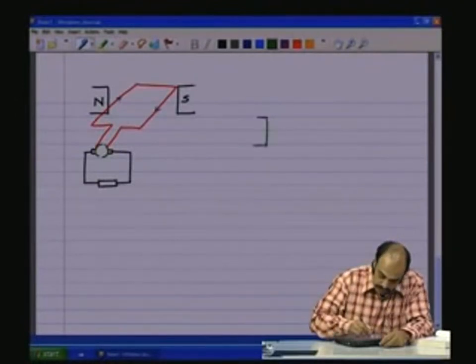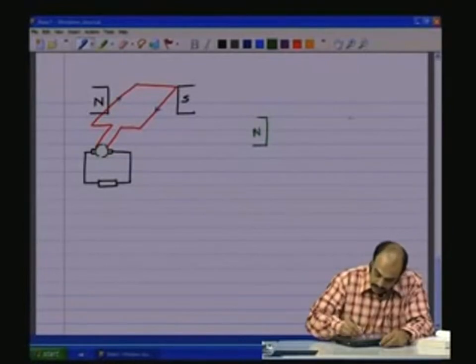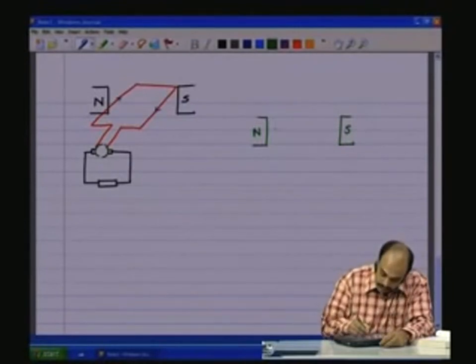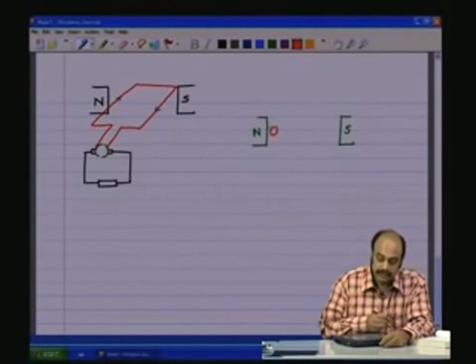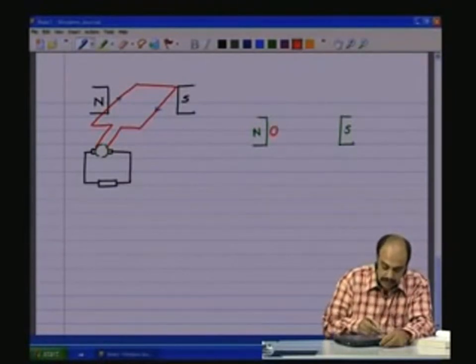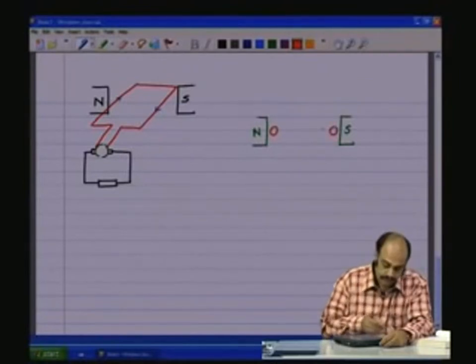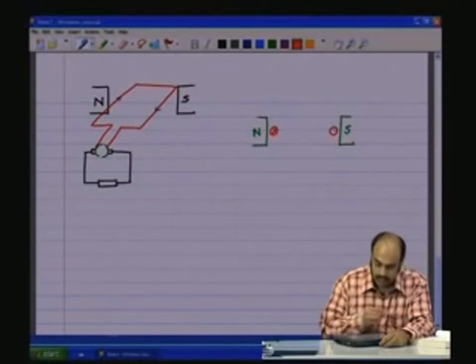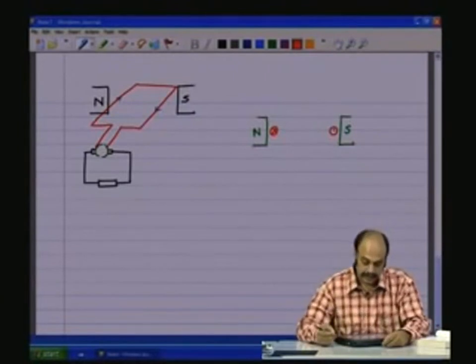So, we have the north pole and the south pole. Now, the conductor near the north pole, there is one conductor in the north pole, we show it in this fashion. There is another conductor in the south pole. If you take the cross section, we show it in this fashion. The current flowing into the paper or into the board, current coming out of the board. This is shown in this fashion.